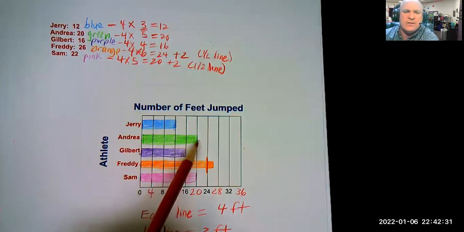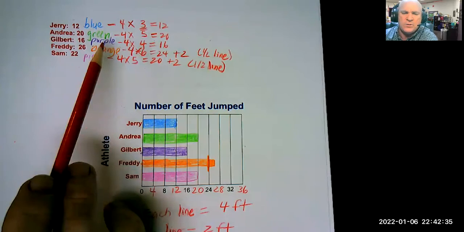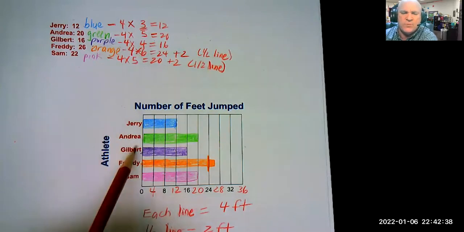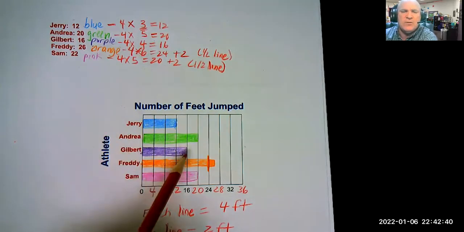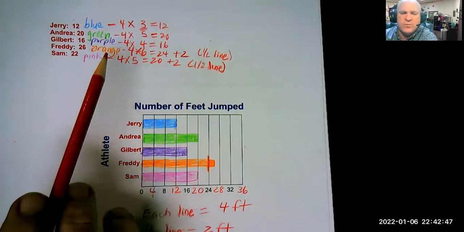Gilbert, 4 lines to get to 16. Gilbert is purple. 1, 2, 3, 4, because 4 times 4 is 16. And here's where it gets a little bit harder for some kids. Freddie is 26, so 4 times 6 is 24.